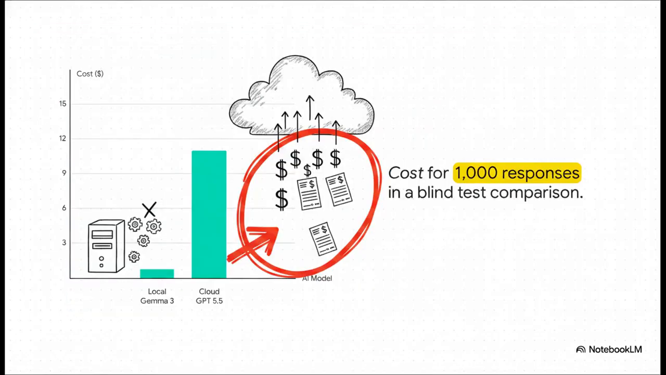But here is where your jaw is going to drop. The real separator is the massive cost difference. For 1,000 responses in that exact same blind test, the local Gemma model costs just 9 cents for the electricity and processing power. 9 cents. The Cloud GPT 5.5 API, a whopping $11. When you're running AI on your own hardware, you are entirely bypassing those hefty, recurring API fees.